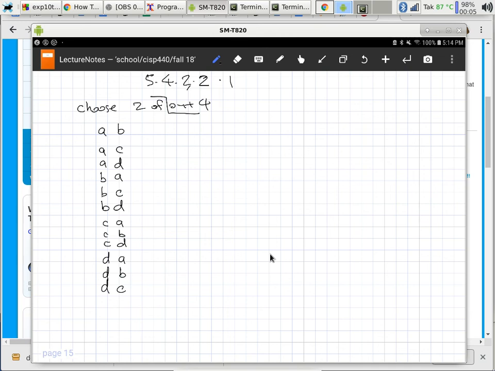Okay? If I pick any 2 items, okay, let's just randomly pick A and C, okay? How many ways can we arrange A and C? So we got AC in this particular order. We got CA in this particular order.